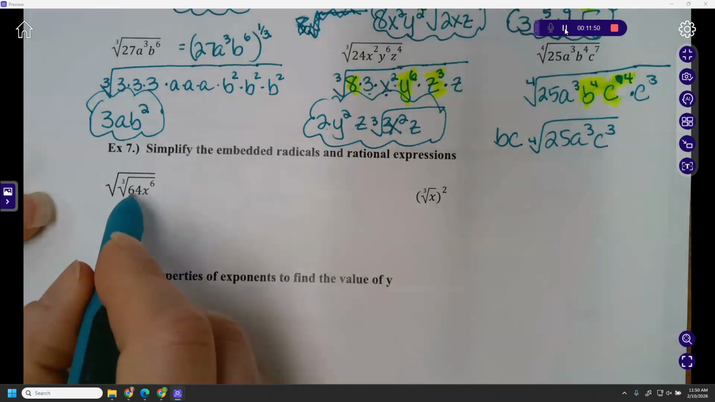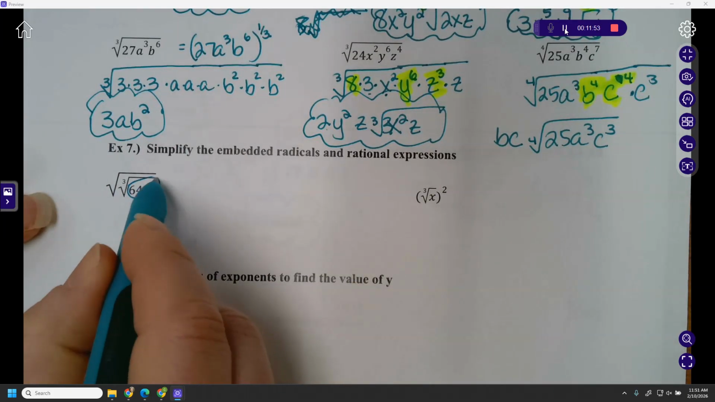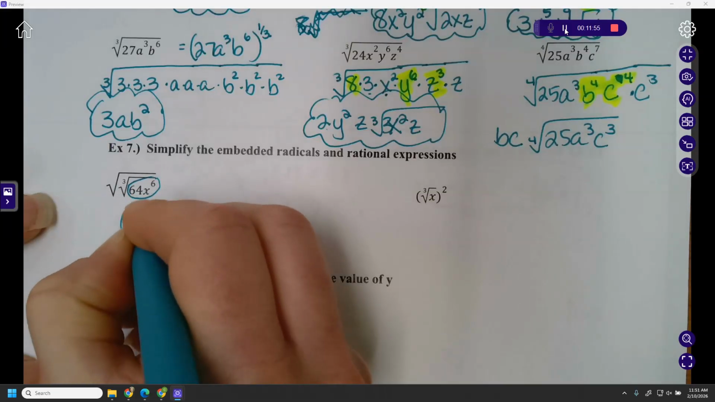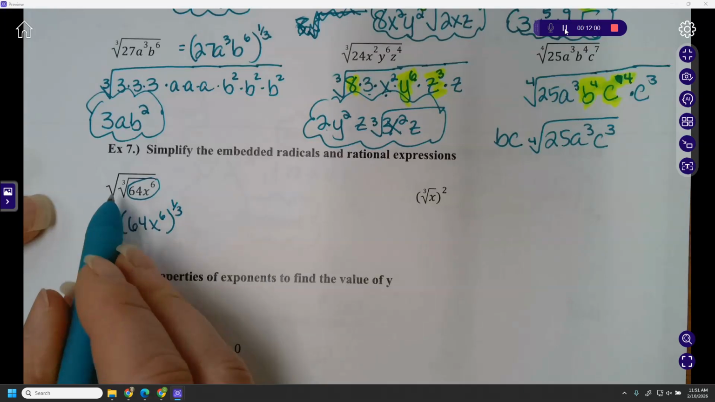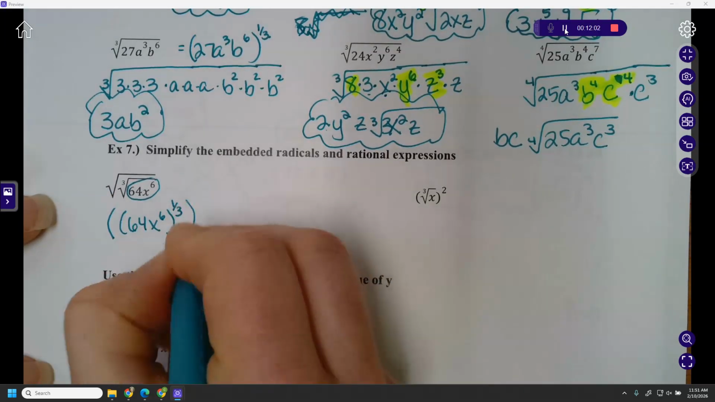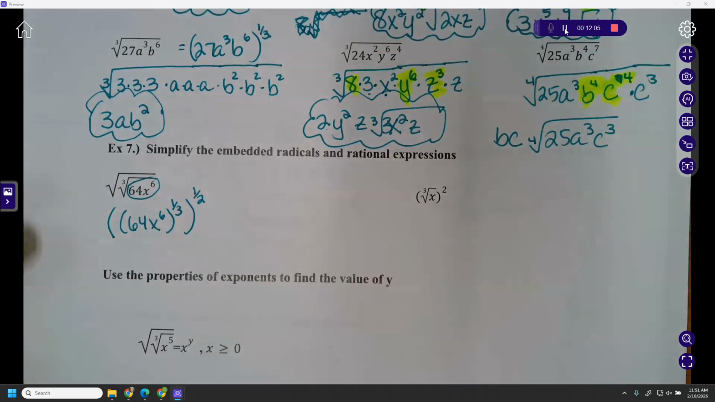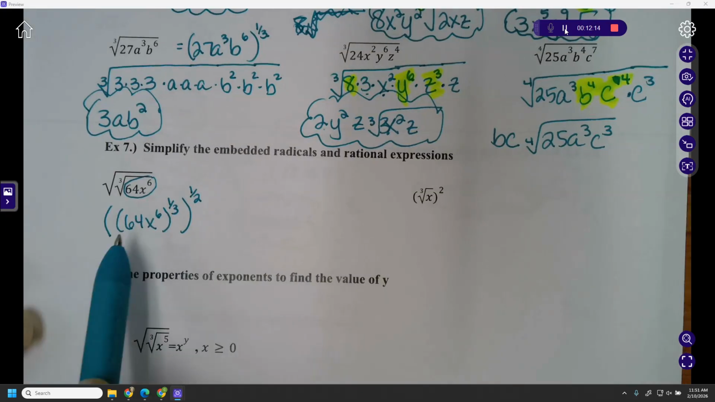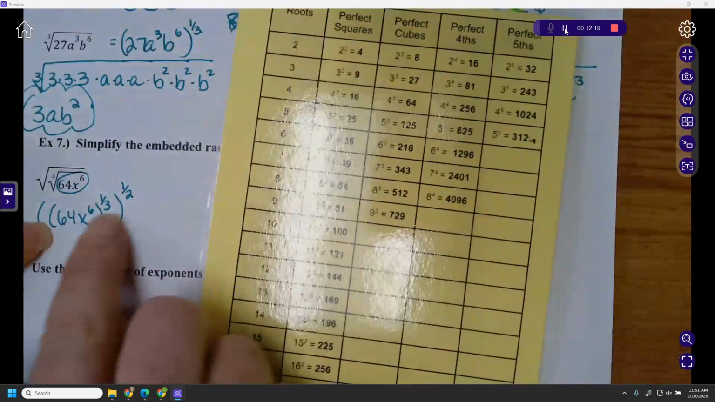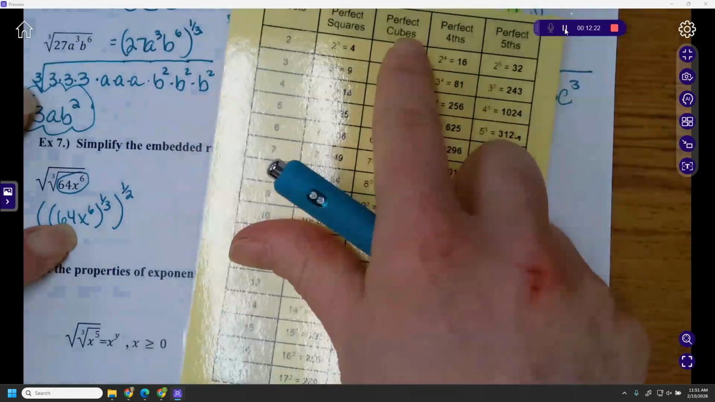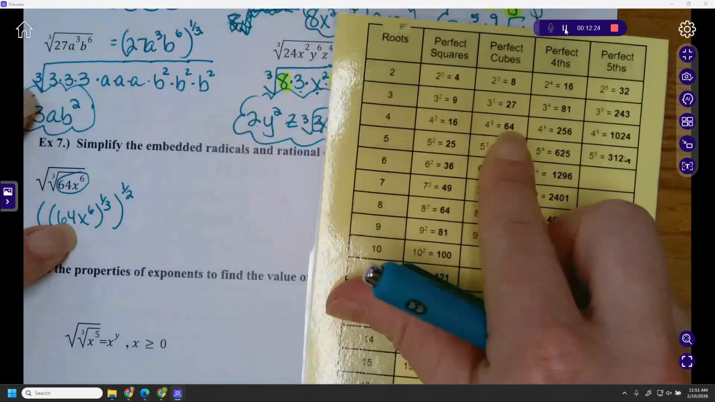So this all the way in here has a third root around it. So 64x to the 6 to the 1/3 is the same thing as the cubed root. A square root is the same thing as the 1/2. So you might think, gosh, we got a lot going on in here. I'm going to try to see if I can take out anything, and you can use some calculator stuff with this as well. But the cubed root of 64 is a perfect cube. The cubed root of 64 is 4.